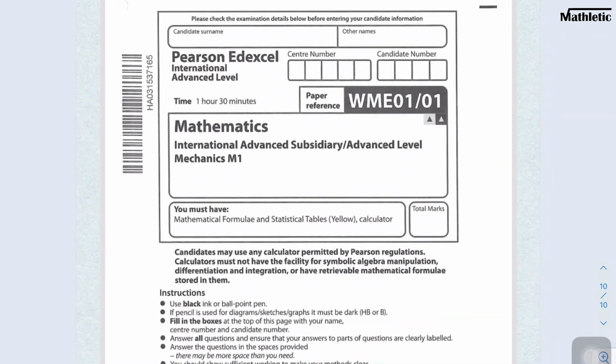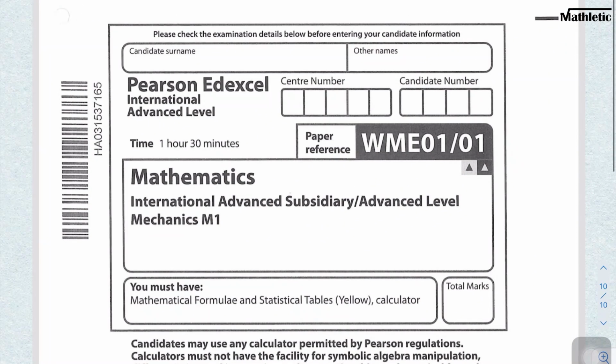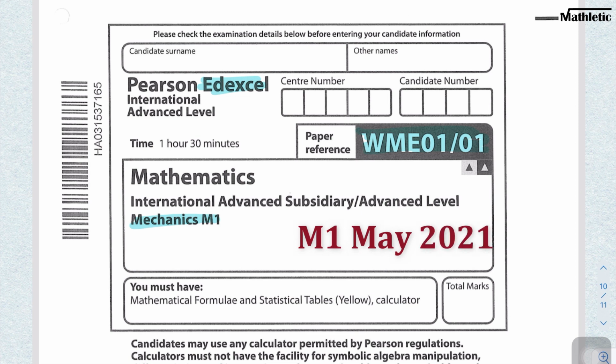Hello everyone, in this video I will be solving one complete paper of M1, Edexcel IAL Mechanics 1 WME0101. This is the paper of M1 May 2021.